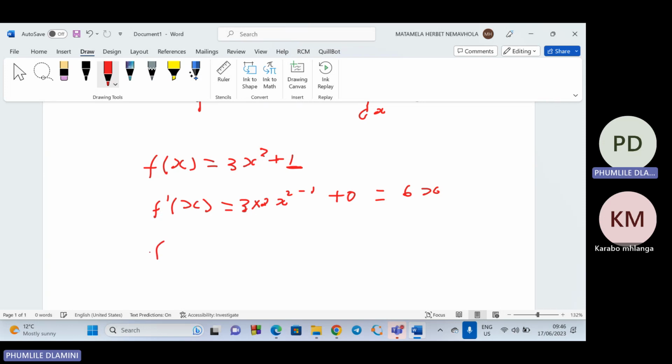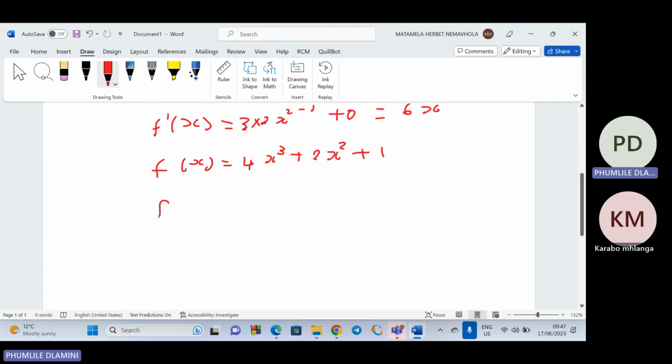So if you have, for example, f of x, which can be 4x to the power 3 plus 2x squared plus 1. If you have a function like this, when you get f prime, your f prime of x is going to be 4 multiplied by 3 x to the power 3 minus 1, plus again this 2 multiplied by 2, that 2 there is going down, x to the power 2 minus 1. Because here is a number, you just say plus 0.